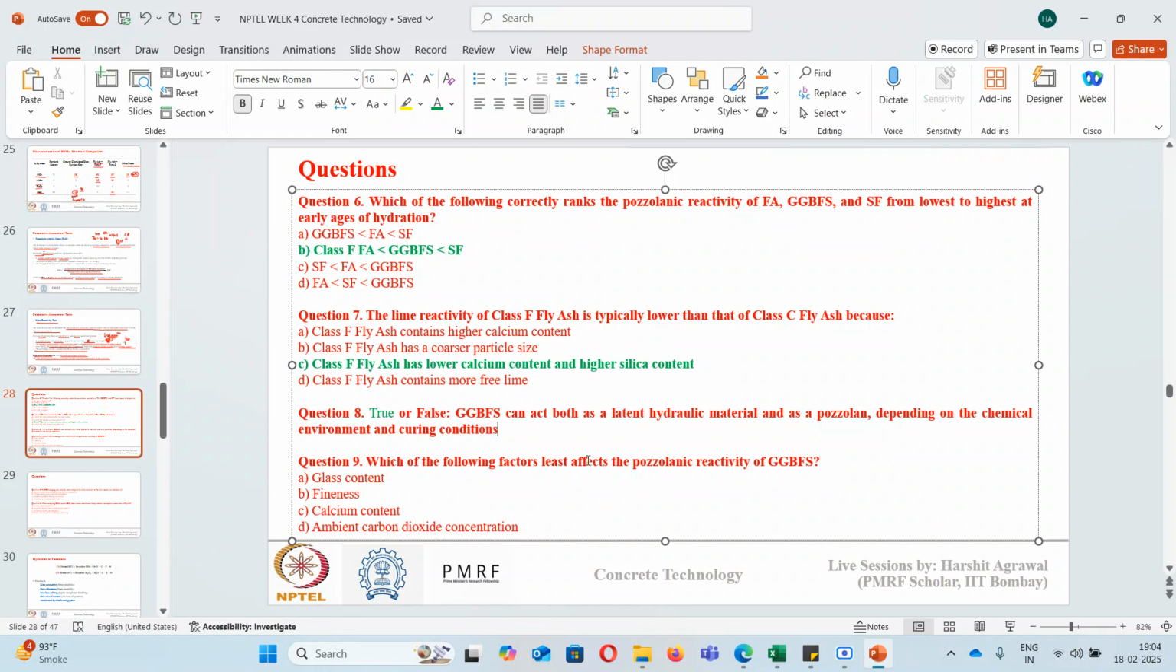Question number 9. Which of the following factors least affects the pozzolanic reactivity of GGBFS? So the correct answer will be D. Glass content: a higher glassy phase increases the reactivity. Finer particles react faster due to increased surface area. Calcium content can influence the hydration kinetics and strength gain. However, CO2 concentration has a minimal effect on GGBFS reactivity compared to other factors. So these are the answers for these questions.